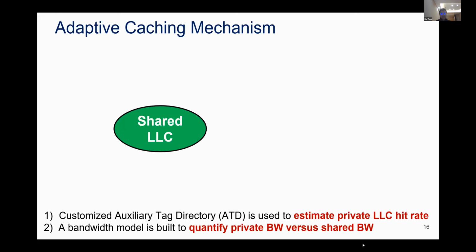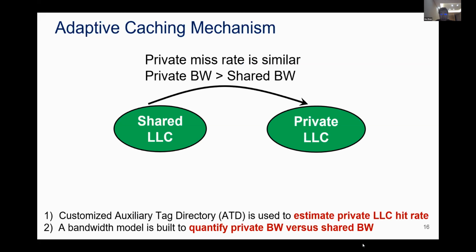To achieve this, we begin with the shared LLC. If the private LLC miss rate is similar to the shared LLC's, we will transfer to the private LLC. When the private LLC bandwidth is much higher than the shared LLC bandwidth, we also transfer from shared LLC to private LLC. We periodically transfer from the private LLC back to shared LLC.